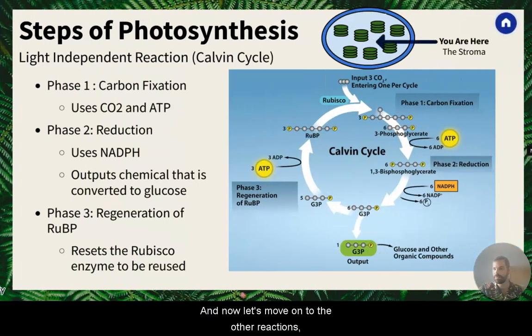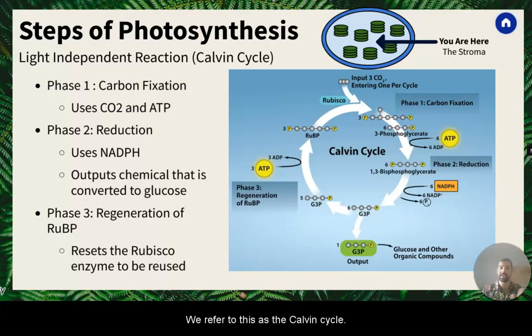And now let's move on to the other reactions, the light-independent reactions. Not to say light isn't involved, because in order for these to happen, you need light to power the light-dependent reactions. These are powered by the light-dependent reactions, but these reactions themselves are not involving light. There are no photosynthetic pigments here, no photosensitive pigments. As a whole, we refer to this as the Calvin cycle.